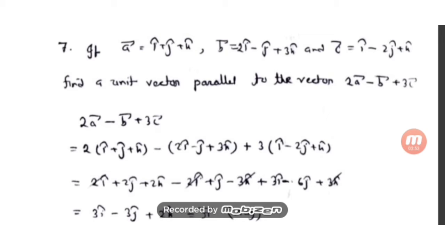First what I have to do, I have to find the sum of this result and then the unit vector in this direction. So first I am going to find out the value of 2a bar minus b bar plus c bar by substituting the values of a bar, b bar, and c bar from here.